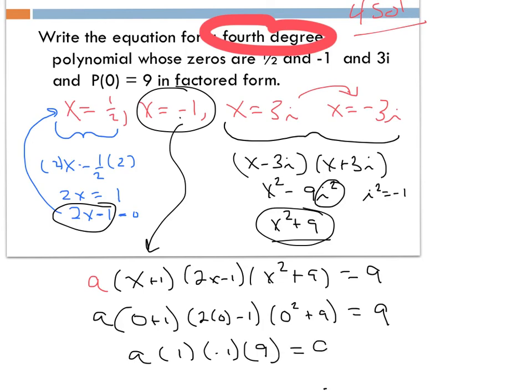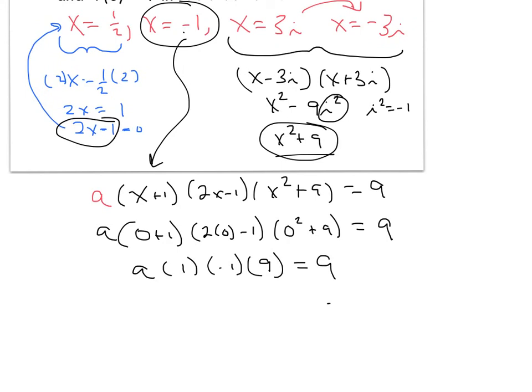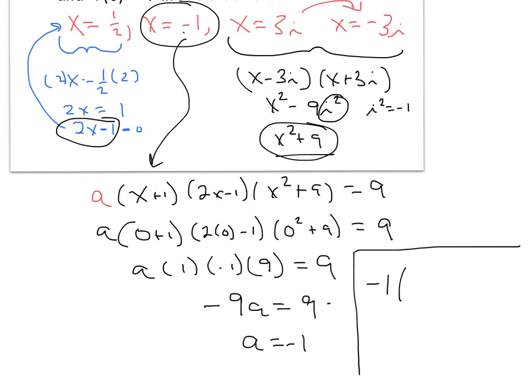Nice not to have those imaginary numbers in there now. Makes it easier to work with. So I have a negative 9a is equal to 9, so a is equal to -1. So now I can use this piece and write my solution. I got -1 times x plus 1. I just relist my factors. And there is my final solution.